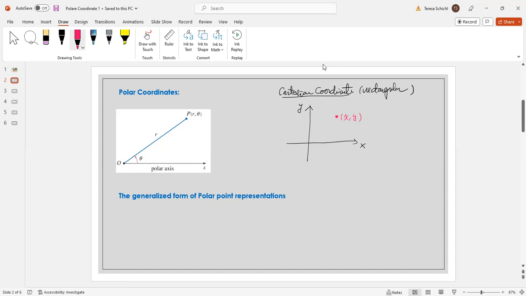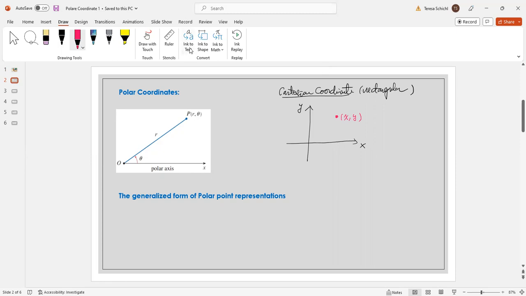Now we're going to talk about another coordinate plane. We call this the polar. In fact, in your calculus career, Calculus 1, 2, 3, you're going to deal with two other coordinate systems: the cylindrical and the spherical coordinates. So polar is another one we're going to get familiar with. So what are polar coordinates?